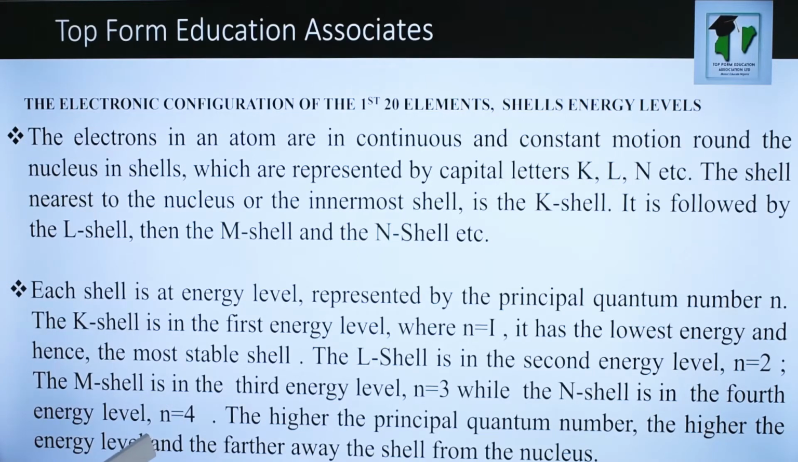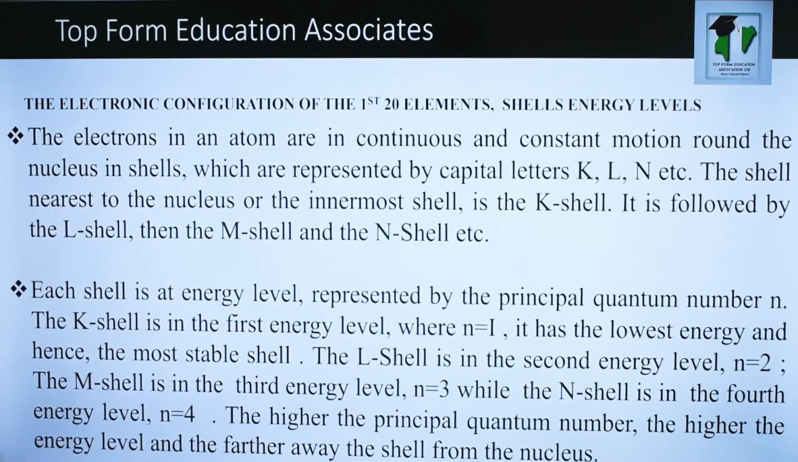The second shell, which is the L shell, is represented by n equal to 2. And so the M shell is in the third energy level, where n is equal to 3, while the N shell is in the fourth energy level, where n is equal to 4. The higher the principal quantum number, the higher the energy level, and the farther away the shell is from the nucleus.